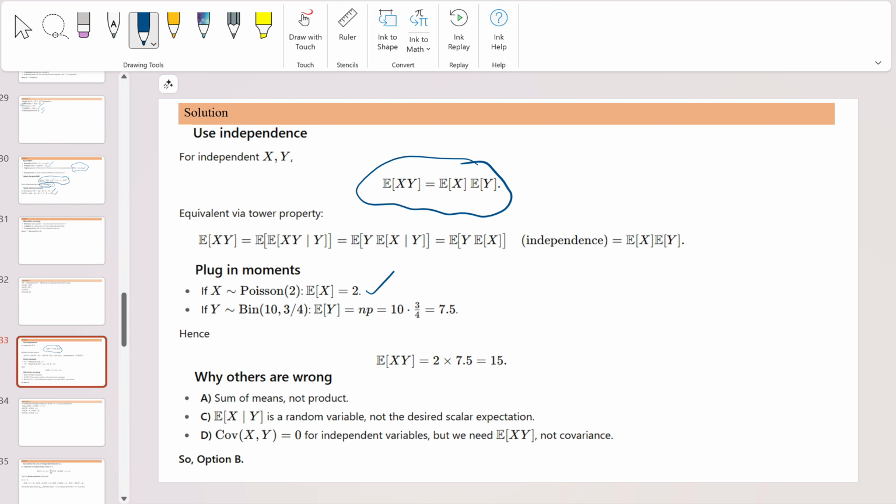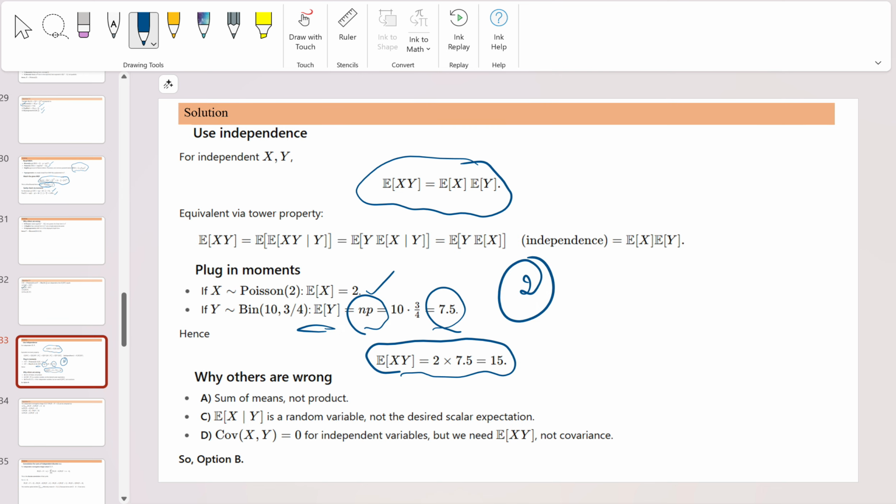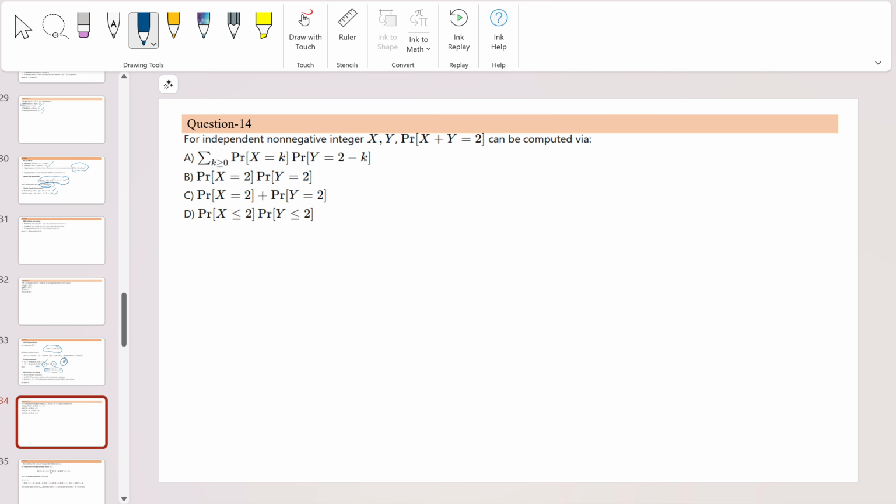So when you plug in the Poisson distribution of 2, the expectation of X comes out to be 2, and when you fit in the binomial distribution 10, 3/4, the expectation is simply np. So np is 10 multiplied by 3/4, it is 7.5. Multiply 2 times 7.5, it is equal to 15 basically. Okay, so option B is actually correct because it is matching with the expectation of X multiplied by expectation of Y. Okay, let's move forward, try to solve this problem.